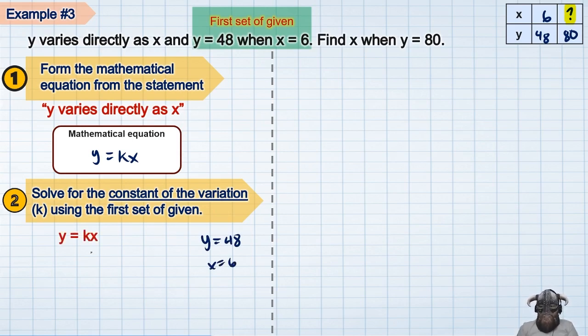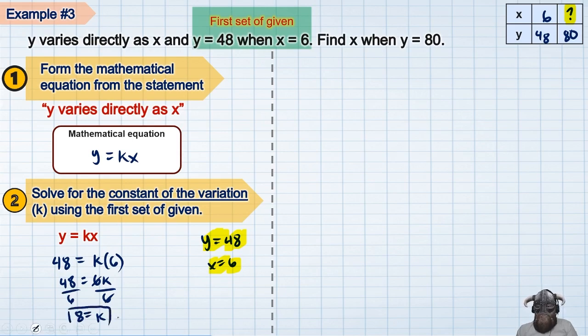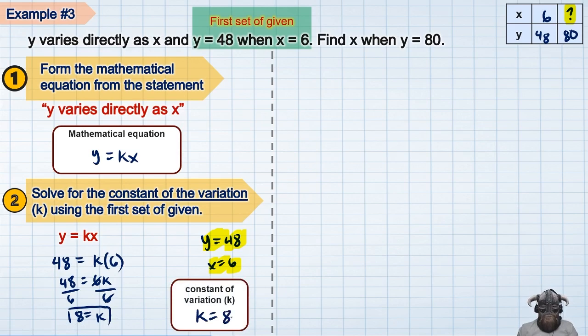So, gamitin natin yung y is equal to kx, palitan natin yung y ng 48, then yung x papalitan ngayon natin ng 6. Then we multiply, k times 6 is 6k. So, copy mo lang yung 48. We can divide both sides by 6. Therefore, k is equal to 48 divided by 6 is 8. So, yan yung value ngayon ng ating k. So, our constant of variation k will be equal to 8.